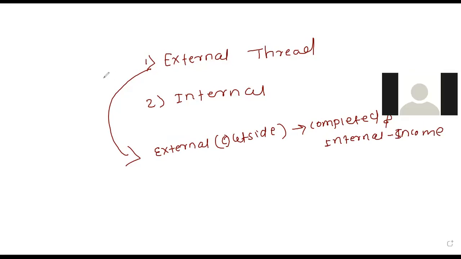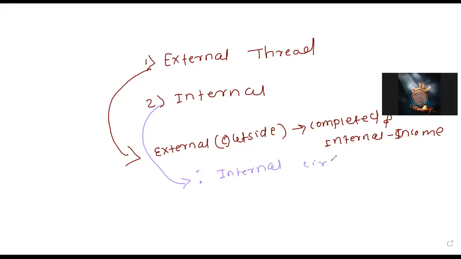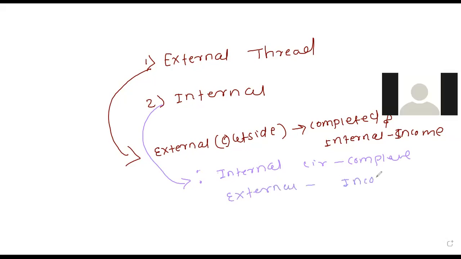And if there is the internal thread, at that time what is the condition? Internal circle complete and external circle incomplete. Okay, the internal circle will be complete, and the external will be incomplete. Okay, you have to remember that trick only, and according to that we have to draw the circle. According to that we have to draw the conventional representation.